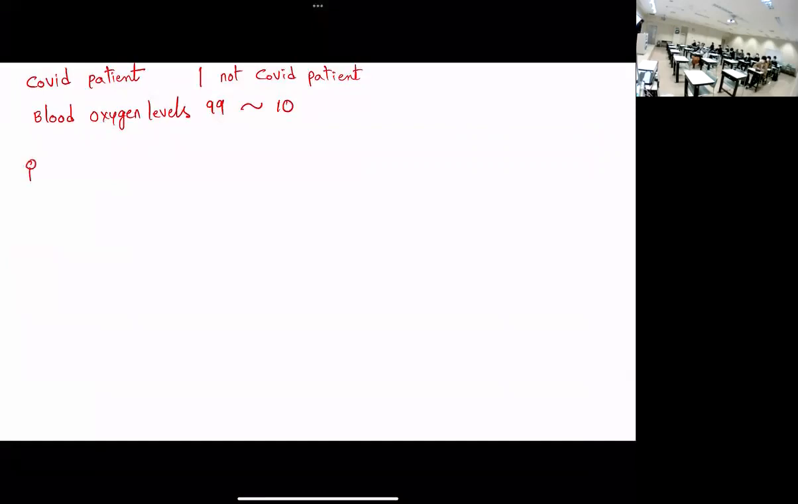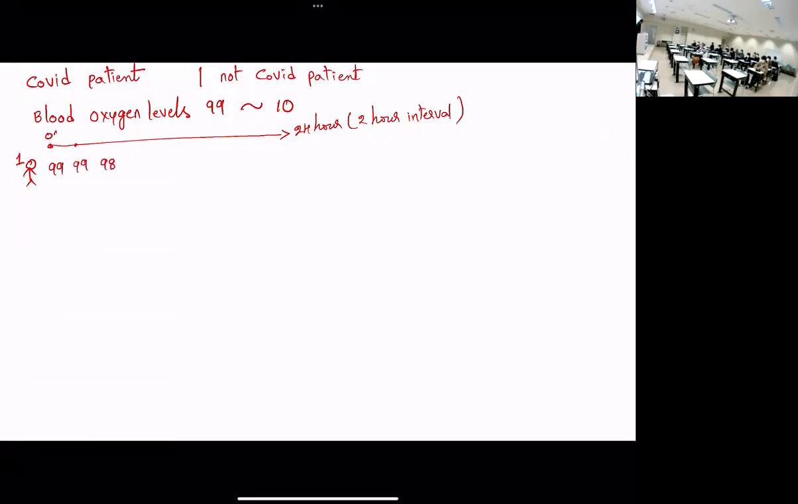Assume I have a patient 1. We are collecting his glucose levels for a day, 24 hours, at a 2-hour interval. At 0 hours, he has 99. Then 99, 98, 96, 99, 99, 98, 97, 96, 99, 98. So every 2 hours he has given the data.